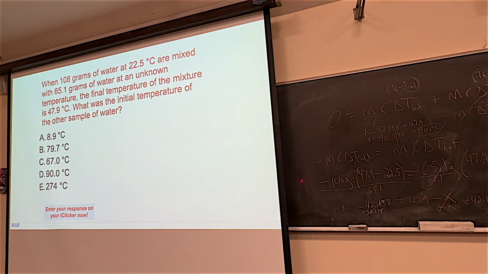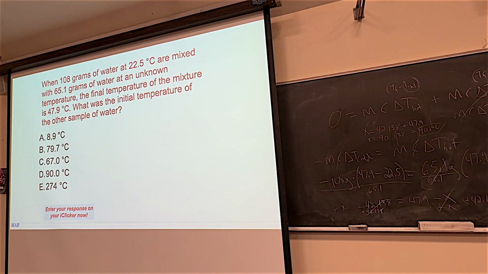So we have this equation where the mass of the cold times its delta T with a negative sign in front equals the mass of the hot times its delta T. We want to solve for this final temperature. So to do the math here, first of all, divide both sides by 65.1. So that's out of here. So when my calculator just now, I went minus 108 times 47.9 minus 22.5, and then I divided by 65.1, and I got this number, minus 42.138.